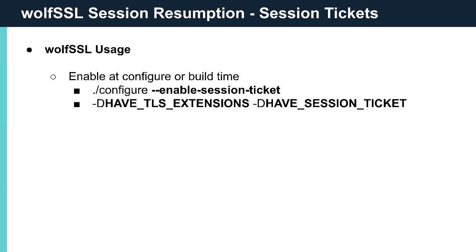So to enable session tickets in wolfSSL, there's an --enable-session-ticket option. There's also some defines you can use if you're not using configure: HAVE_TLS_EXTENSIONS, and then HAVE_SESSION_TICKET. The -D HAVE_TLS_EXTENSIONS is defining that just to enable general TLS extensions. You'd need that for any kind of TLS extension to be enabled in wolfSSL.